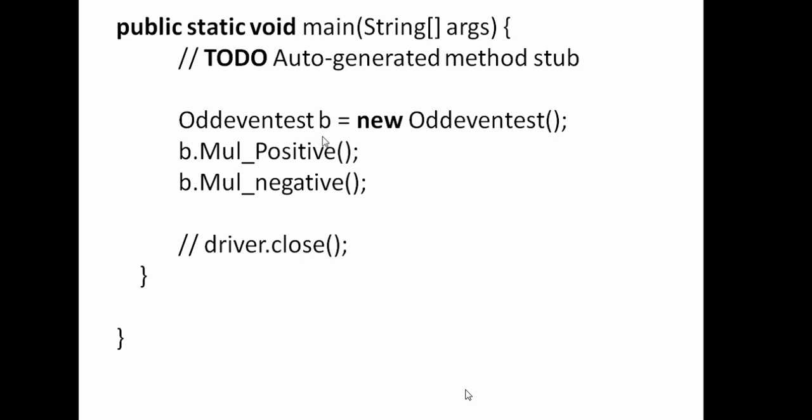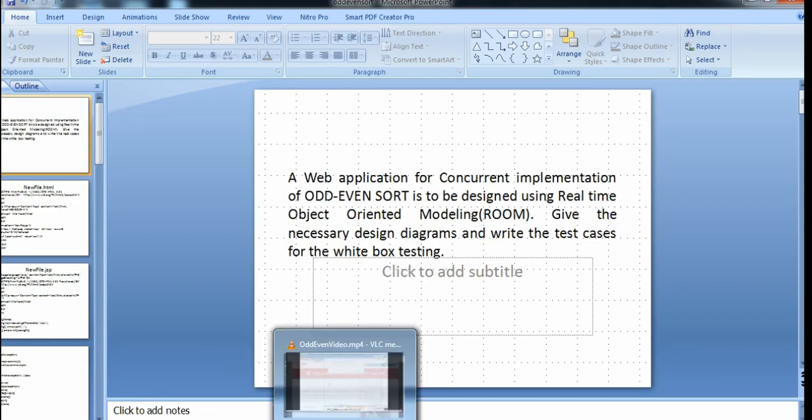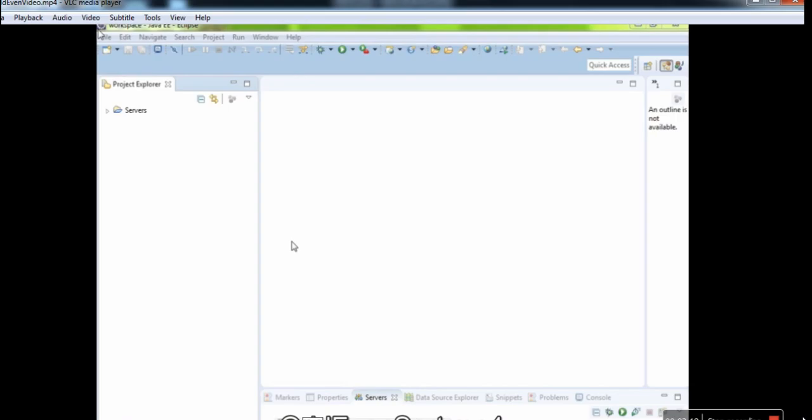Now in the main section of this Java project, I have created the object of the odd even sort B, new odd even test, and B.mulPositive will be calling the positive test case, and B.mulNegative will call the negative test case. Now I want to run this particular Java project.